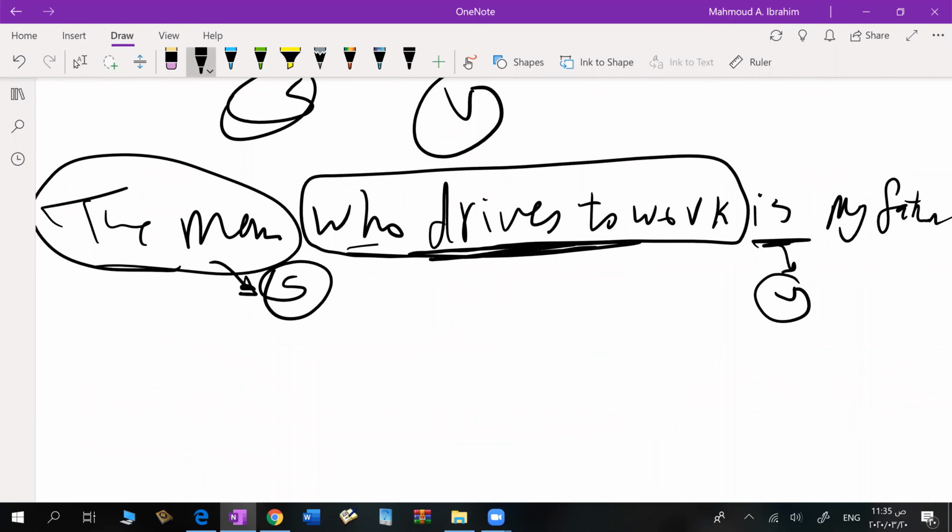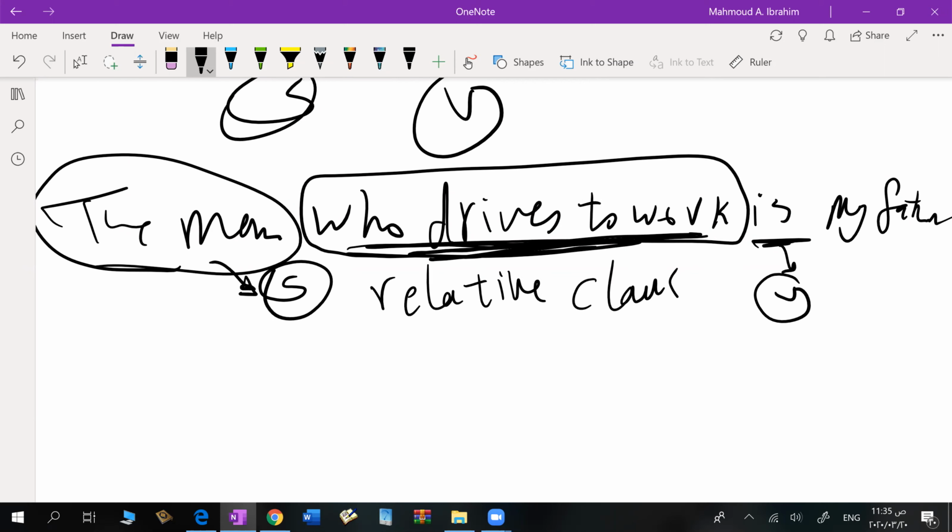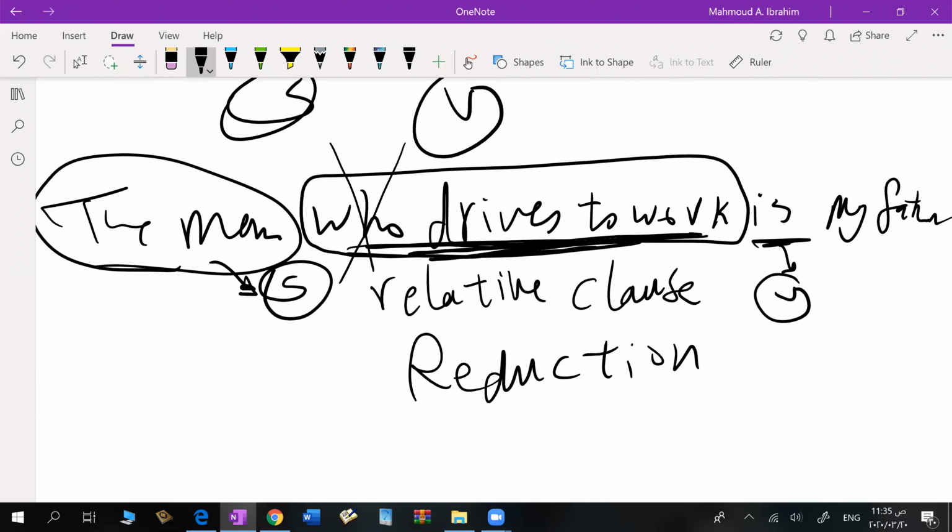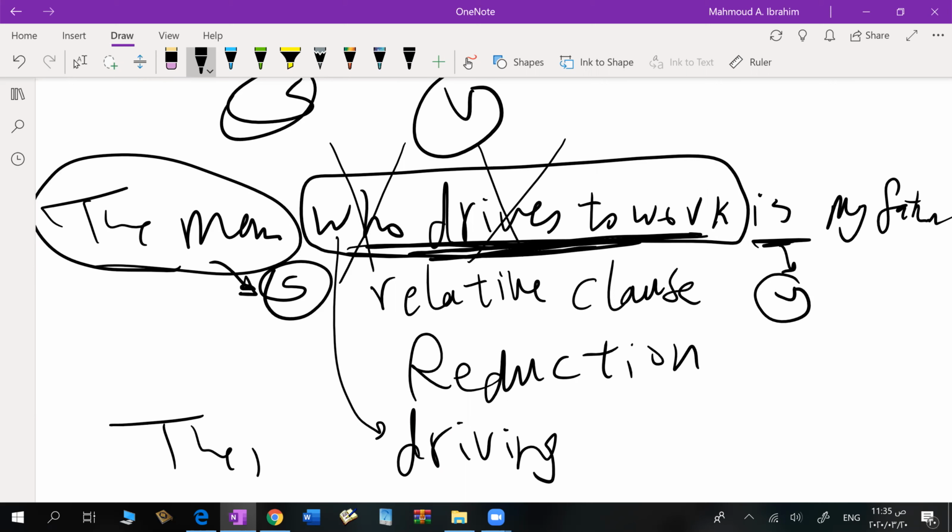We can reduce this clause, this relative clause. It's called the relative clause. We can reduce this relative clause. We make something called reduction. What is reduction? When you omit, when you delete who and drives, and you put driving instead. So it becomes the man driving is my father.